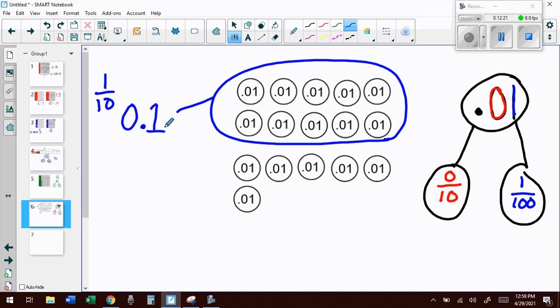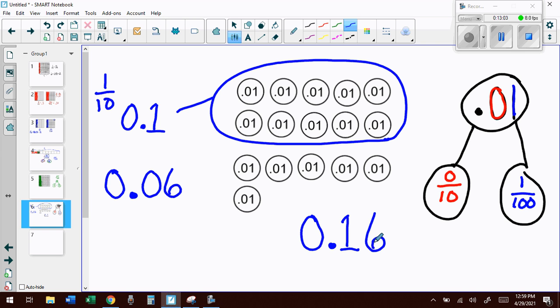And I have an additional 1/100th, 2/100ths, 3/100ths, 4/100ths, 5/100ths, 6/100ths. So I have an additional 0 ones, 0 tens. I did not get to bundle. And I have 6/100ths left. If I added these together, right here, I have a total of, I don't have a whole piece yet, and I have one group of 10 and 6 leftover 100ths.